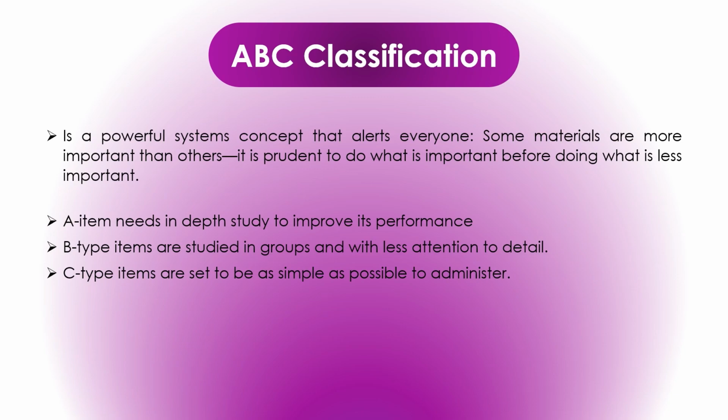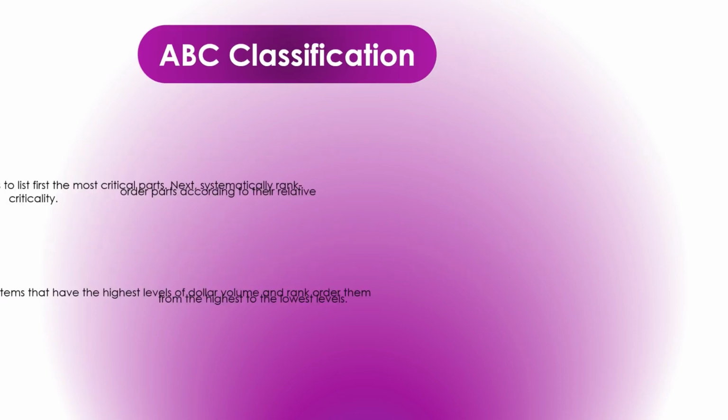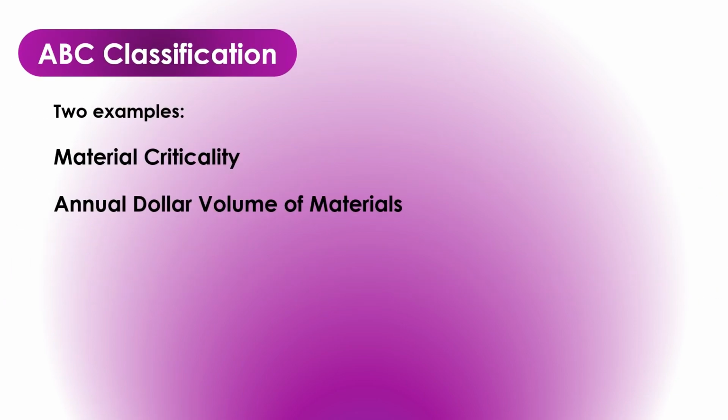So paano ba natin classify yung mga materials? So here we have the A item. So they are the items that need in-depth study to improve their performance. Next is the B type items, and they are the items studied in groups and with less attention to detail. And last is the C type, which are the items set to be as simple as possible to administer. Now we have two examples of ABC classification, the material criticality and the annual dollar volume of materials.